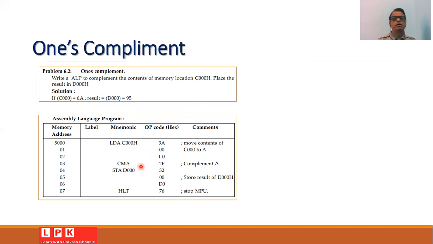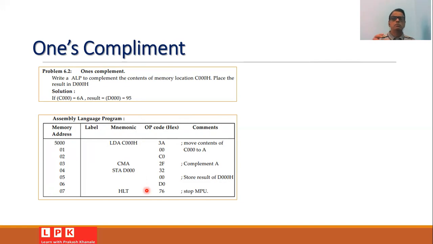Then we will complement the content of the accumulator by using the instruction CMA, and then we will store the result at the location D000, for which the opcode is 3200D0. And then finally we will halt the processing by using the halt instruction, for which the opcode is 76.